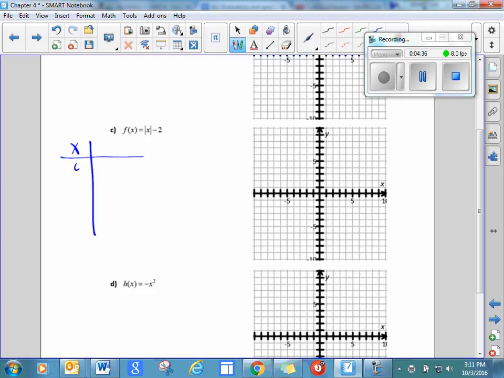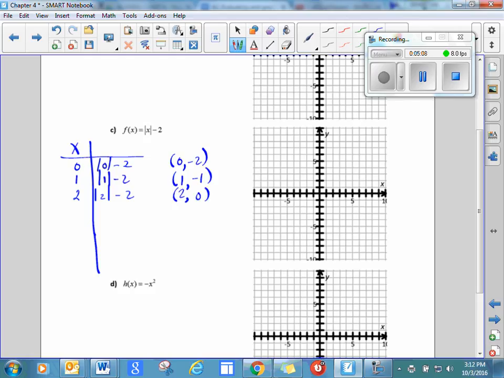So if I pick 0, because I usually do start with 0, we get the absolute value of 0 minus 2. So that is 0 minus 2, which is minus 2. So our ordered pair is 0, negative 2. If I pick a positive 1, I get the absolute value of 1 minus 2. So that is negative 1. Then I'll pick a 2, perhaps. Absolute value of 2 is 2, minus 2 is 0.